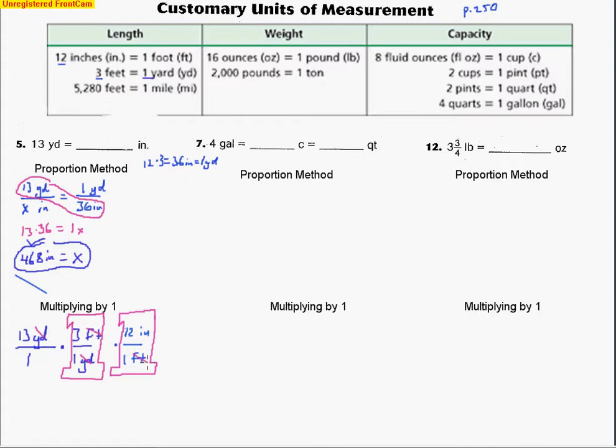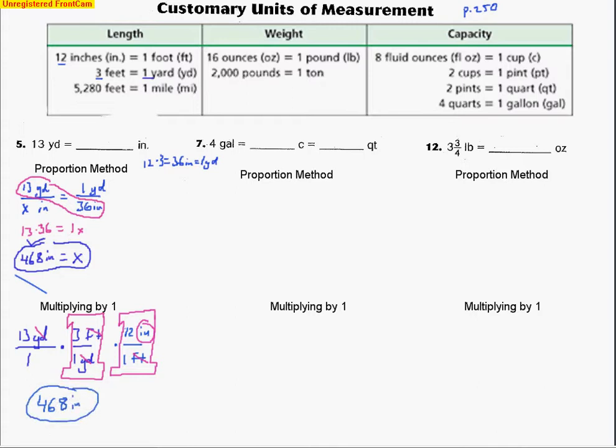So now we get those feet to cancel, and we're just in the units of inches. And so we've got our value there. So we go ahead and multiply those numbers, and we get the same answer. 13 times 3 times 12. Well, 12 times 3 makes 36. See, we did 36 times 13 already. So it should come up with the same answer, 468 inches.